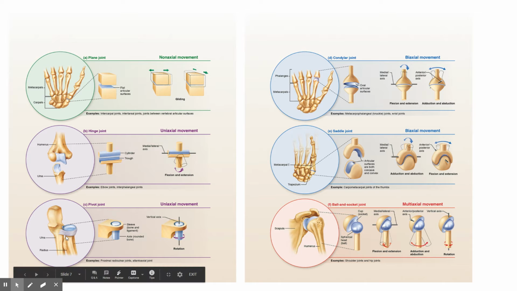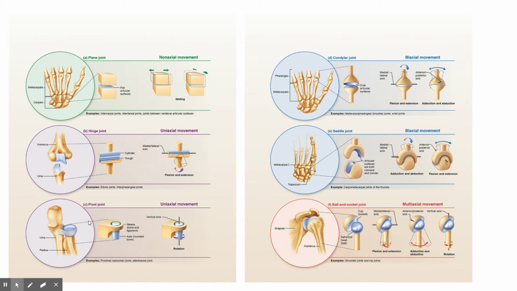There's a pivot joint. Again, another uniaxial movement. Think of pivoting around a single point. And a good example of this is where the radius and the ulna meet. They spin past one another, allows you to turn your hand. There's only one axis of movement. It doesn't do anything else.